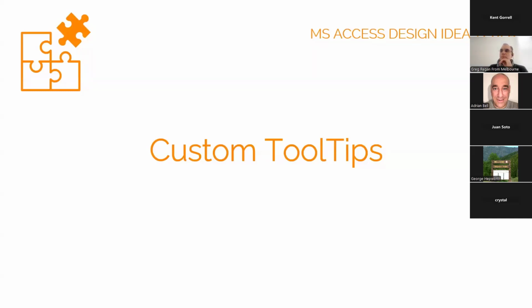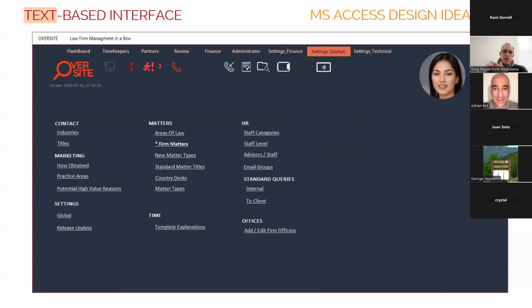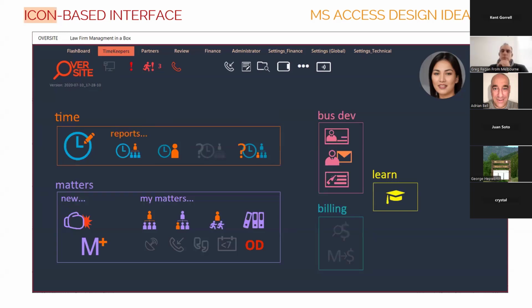So let's get to custom tooltips. What are the role of tooltips? Here I have a text-based interface, and obviously we have some labels within text, and the text makes the intention obvious. But maybe it doesn't look so great. It looks very busy. Here we have an icon-based interface, which looks a lot better. Of course, the question is, what do the icons actually mean, especially to a new user? That's the role of your pop-up tooltip.